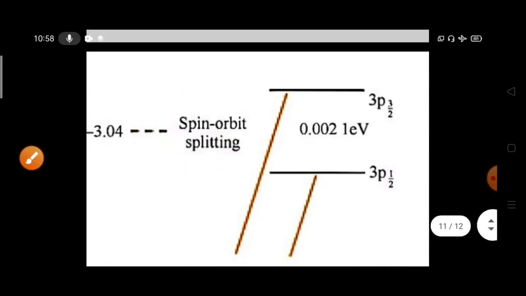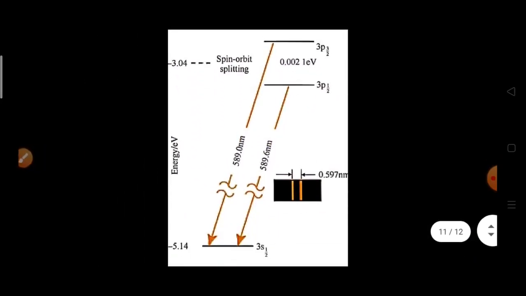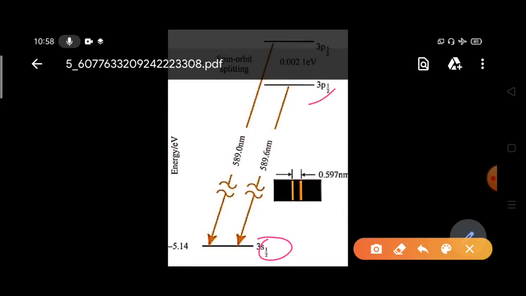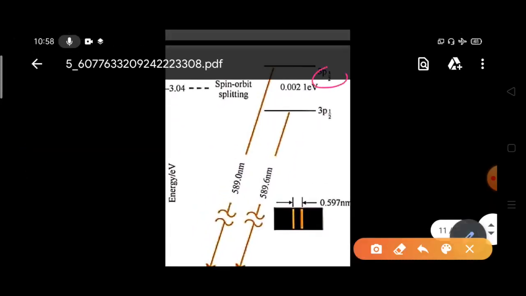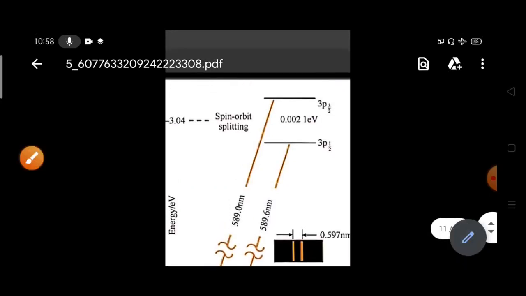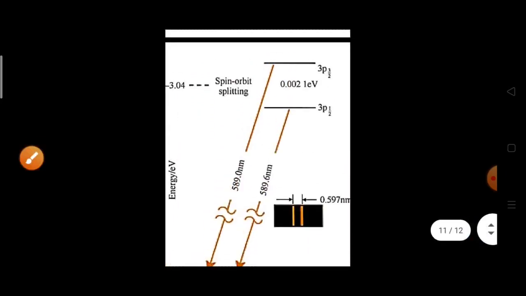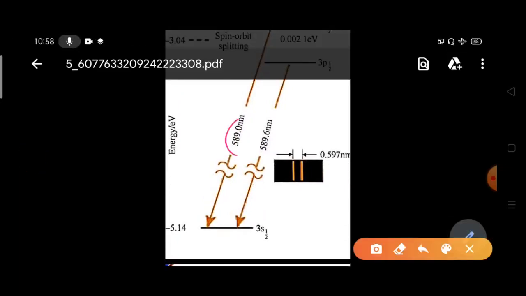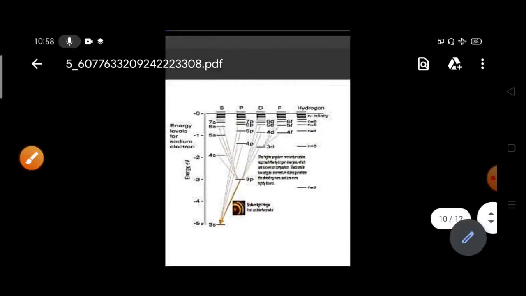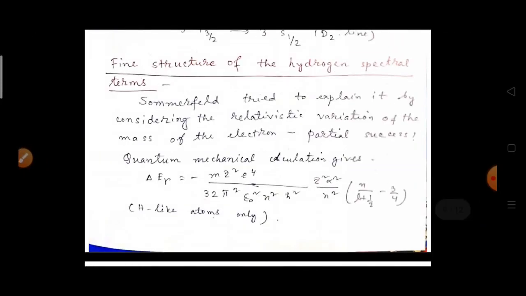I have another diagram here. So this is the spin orbit splitting or doublet structure. This is the 3s half line, this is the 3p half line, and this is the 3p 3 by 2 line. So the transitions are one from 3p 3 by 2 to 3s half, and 3p half to 3s half. These are the two different lines. One is the D1 line, another is the D2 line. And this is responsible for the doublet structure, that is spin orbit interaction.